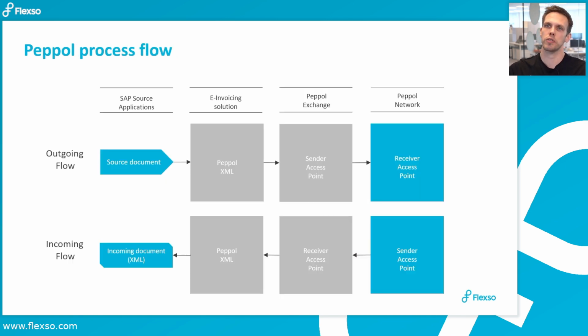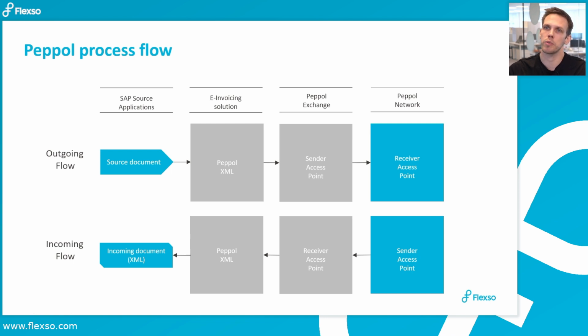So how does such a Peppol process flow look like? I'm going to explain it in two flows. First, the outgoing flow and then the incoming flow. So for the outgoing flow, we look at a source document which is created in SAP, so your billing document.